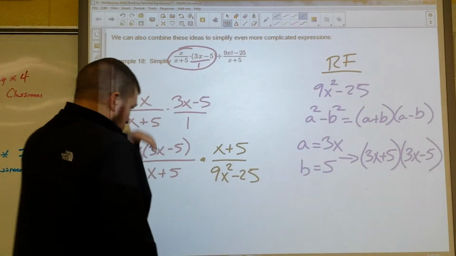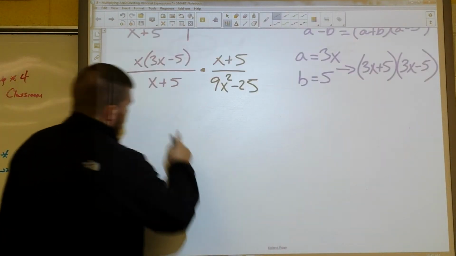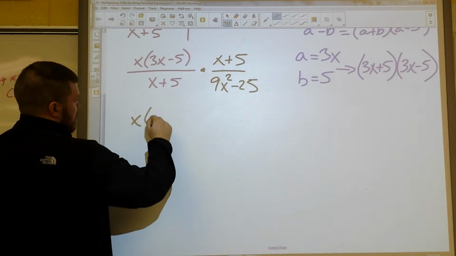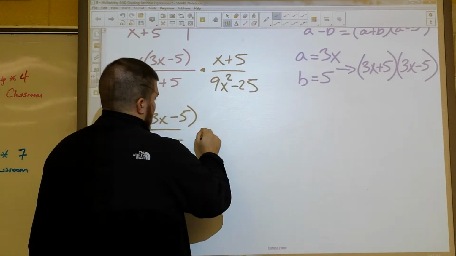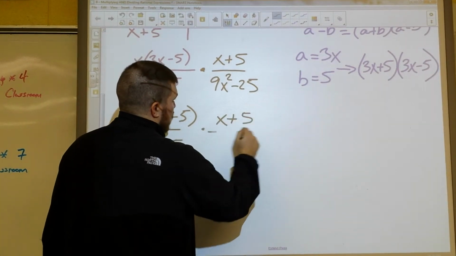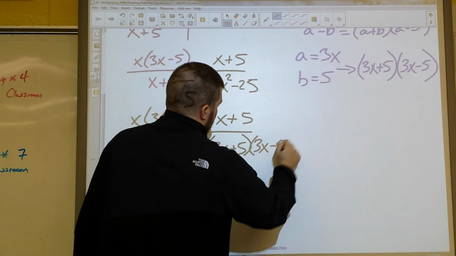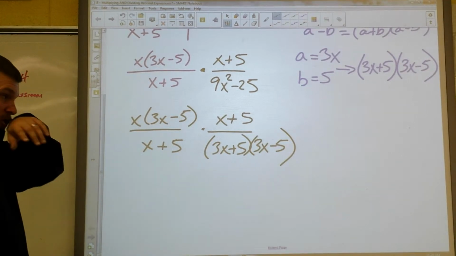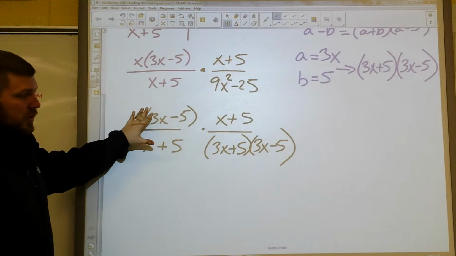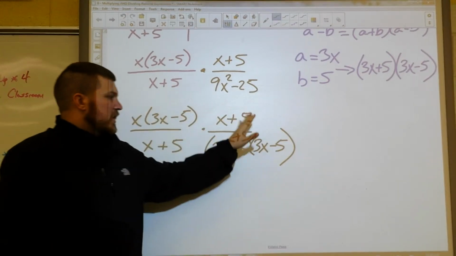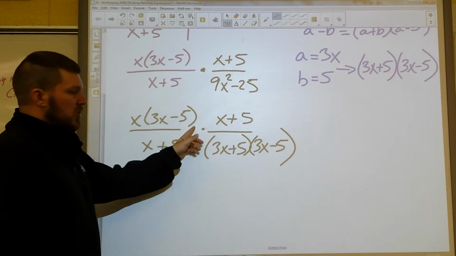Okay. So let's rewrite our problem now. Again, nothing happened in our first fraction, so it stays the same. Okay, times x plus 5 over 3x plus 5 times 3x minus 5. Alright, so now what we want to do before we do anything else is look for identical pieces, top and bottom. On the left-hand side, I don't see any identical pieces. On the right-hand side, I don't see any identical pieces, top or bottom. So we move on. We're ready to start multiplying now.